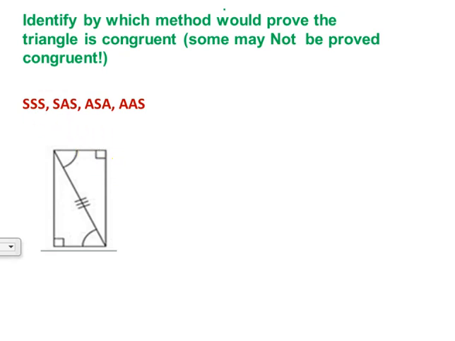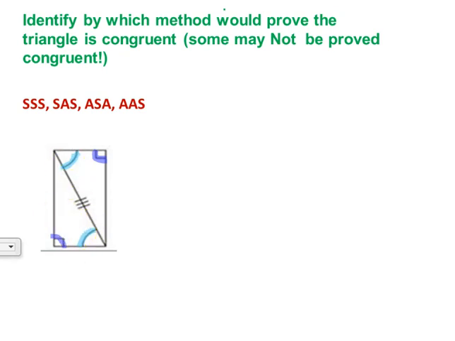Okay, so go ahead and click pause if you want to try this on your own, otherwise I'm going to go over the answer now. So here we've got a right angle, and we've got a right angle here. So we know that these two angles are congruent. Then we've got one arc here and one arc here, so we know these two angles are congruent.